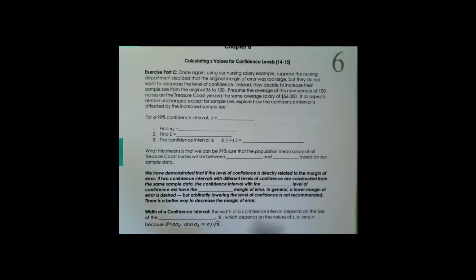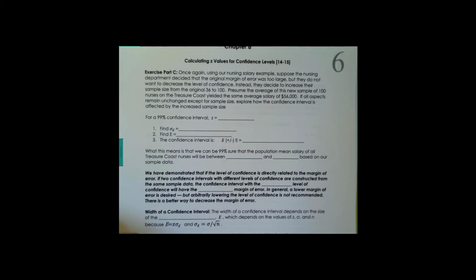So let's take another scenario with our nursing department and our nursing salaries example. Let's say that the nursing department decided the original margin of error was just too large, but they don't want to go down on their confidence level. So instead, they decide to increase their sample size from the original 36. They're going to go up to 100. They're going to sample 100 people. Now, we're going to presume the average of this new sample of 100 nurses gives the same average salary. Okay, we're still going to work with the sample mean being 56,000.